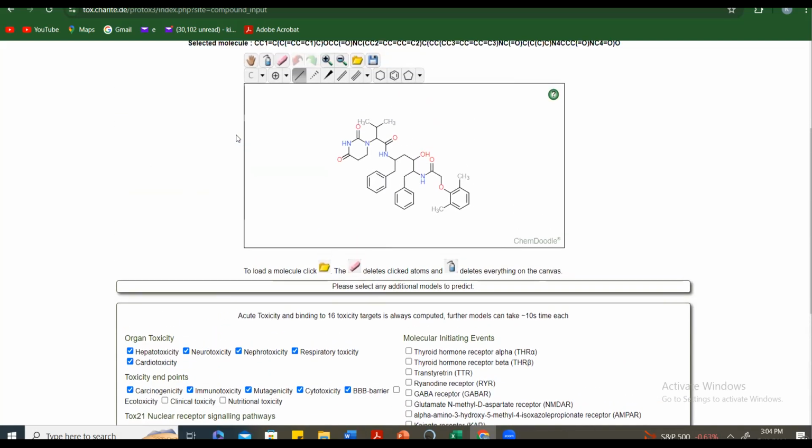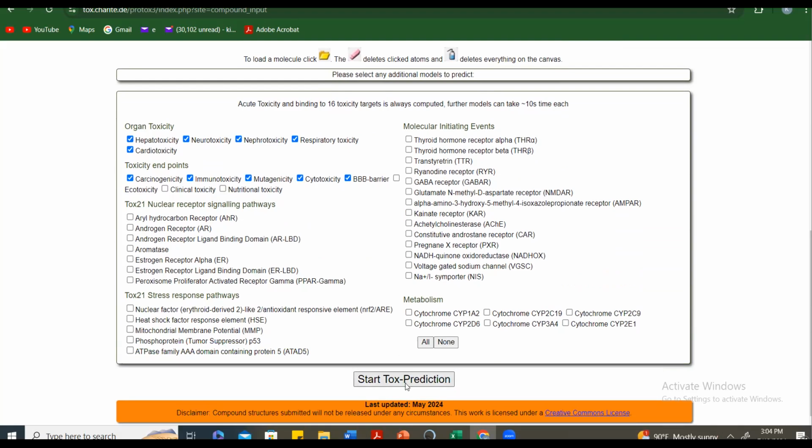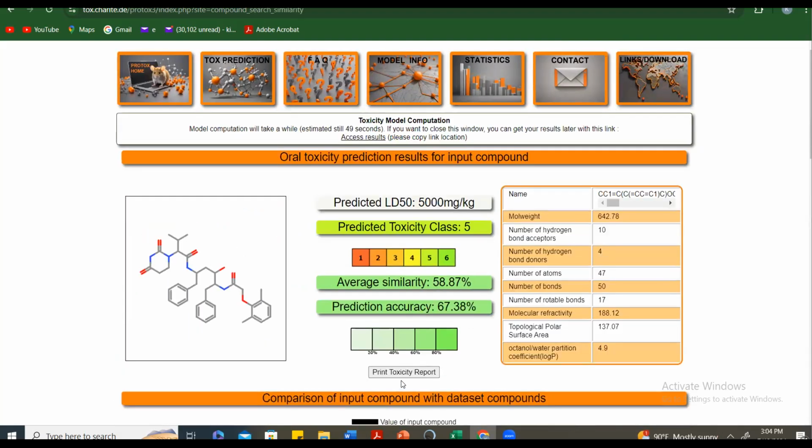So what we have done is this: assuming this drug is working against SARS-CoV-2, we want to check that it is not going to be toxic to the people that are using it. So it's not going to affect the liver, the neurons, the kidney, the lungs, the heart. It's not going to cause cancer. It's not going to cause toxicity of the immune system. It's not going to cause mutation, genetic disorder, or damage to the cell or the blood-brain barrier. So once you have done that, let's click on Start Predict. So it's predicting for us.